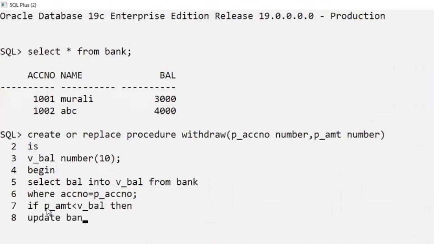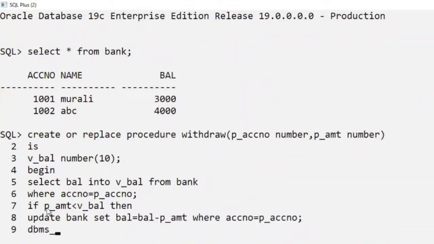Update table name, set balance equal to balance minus p_amount. Something is there where coding is there. Okay, fine, now check it out. Some coding is there. Here I am writing some message, like in Java. Some messages I try to display: your transaction is successful.